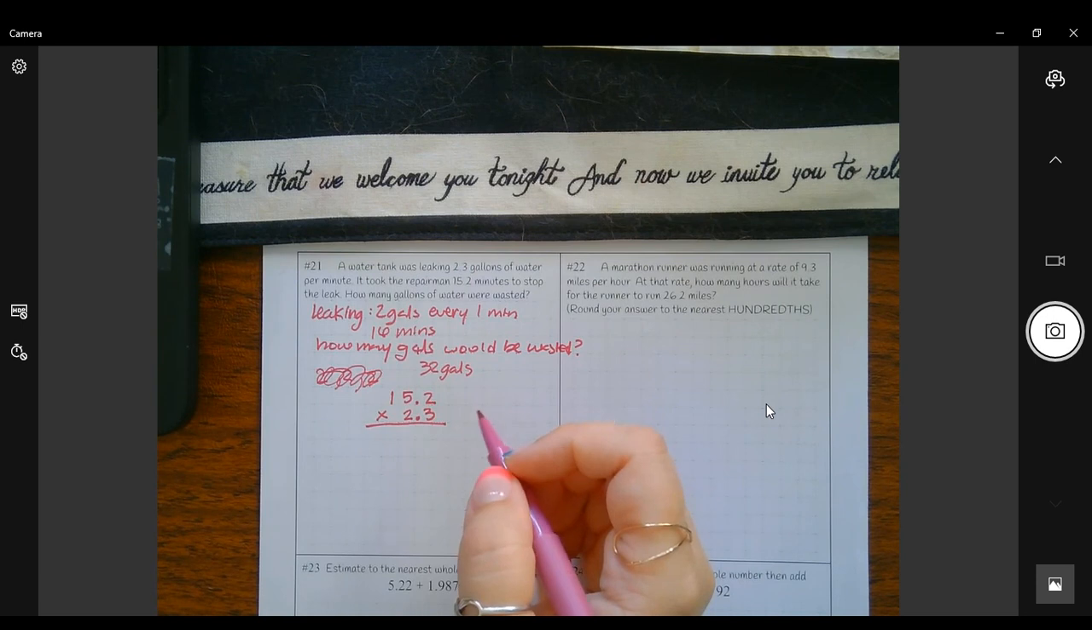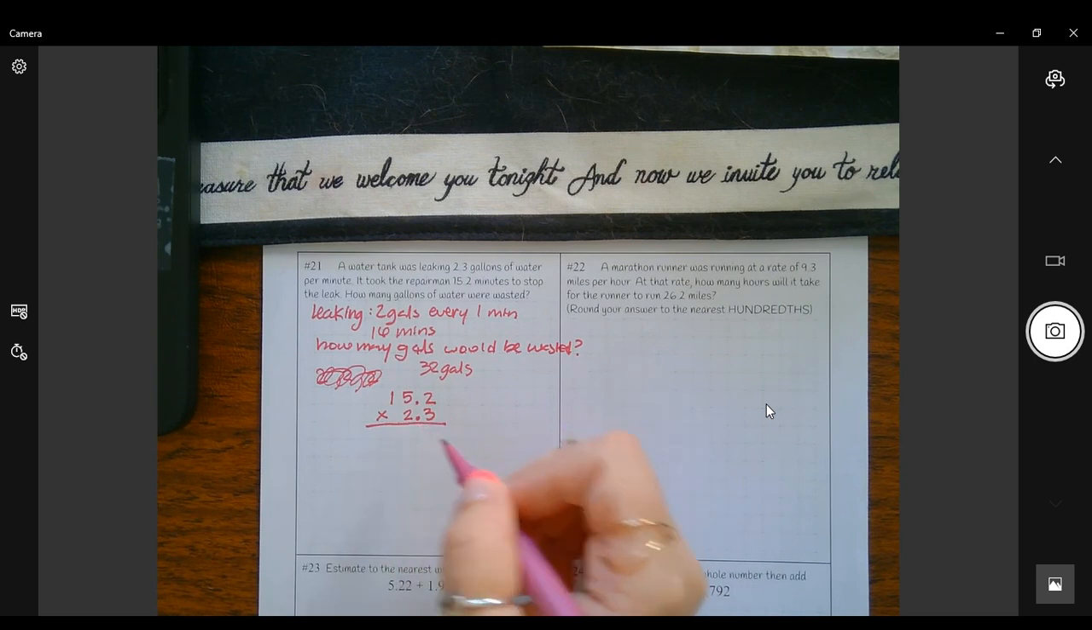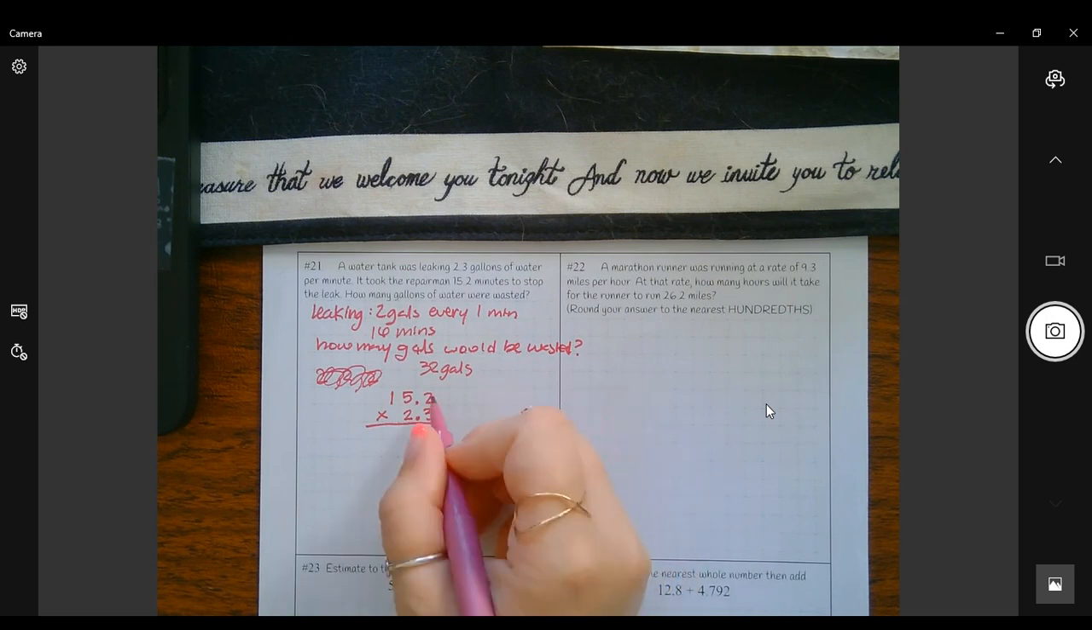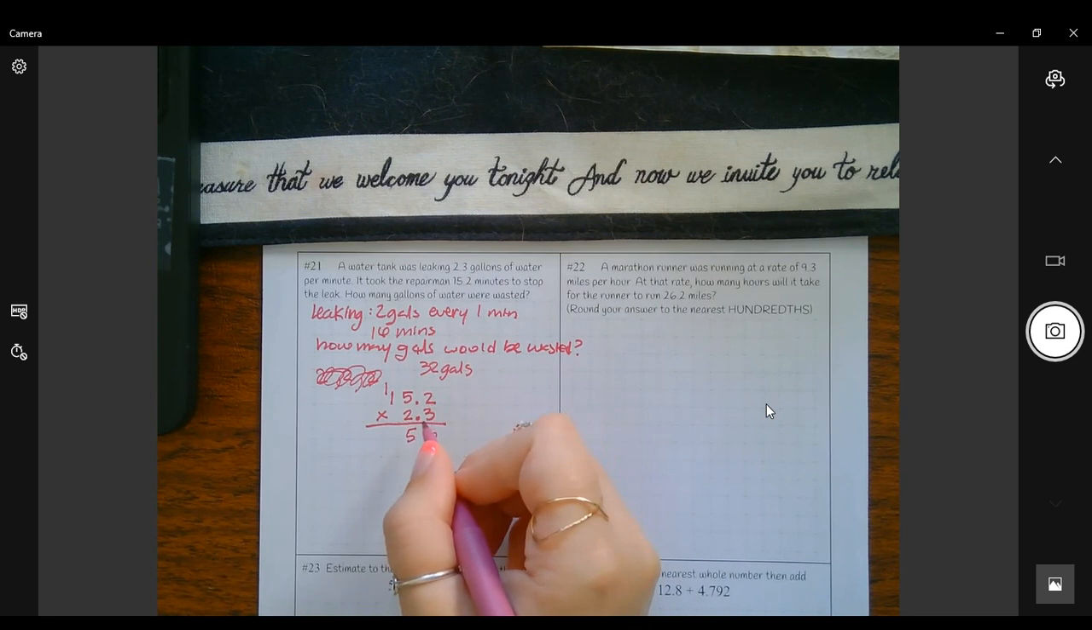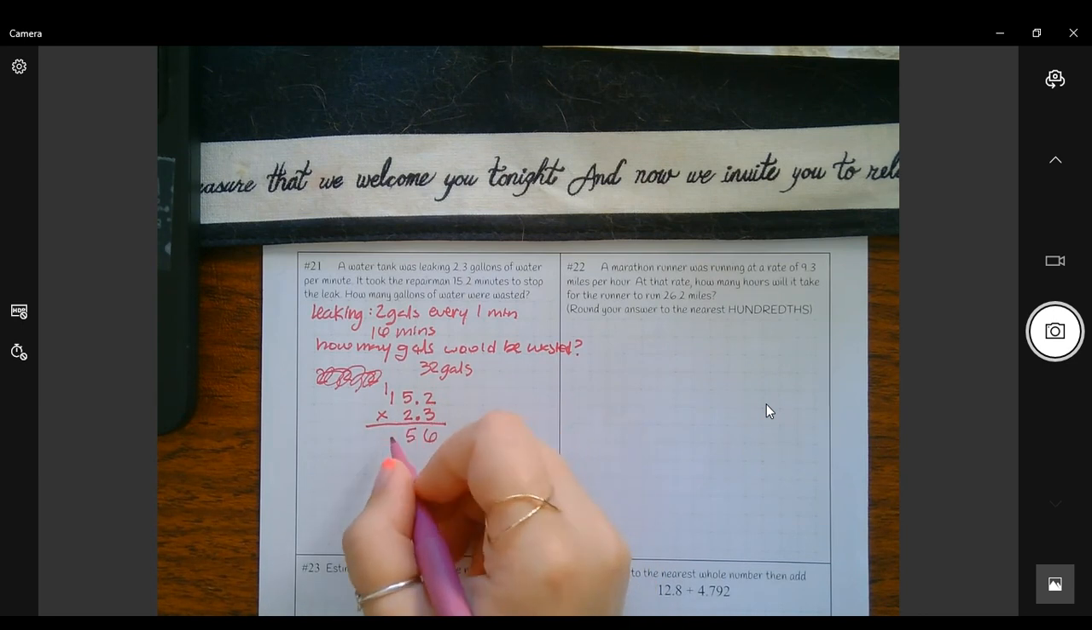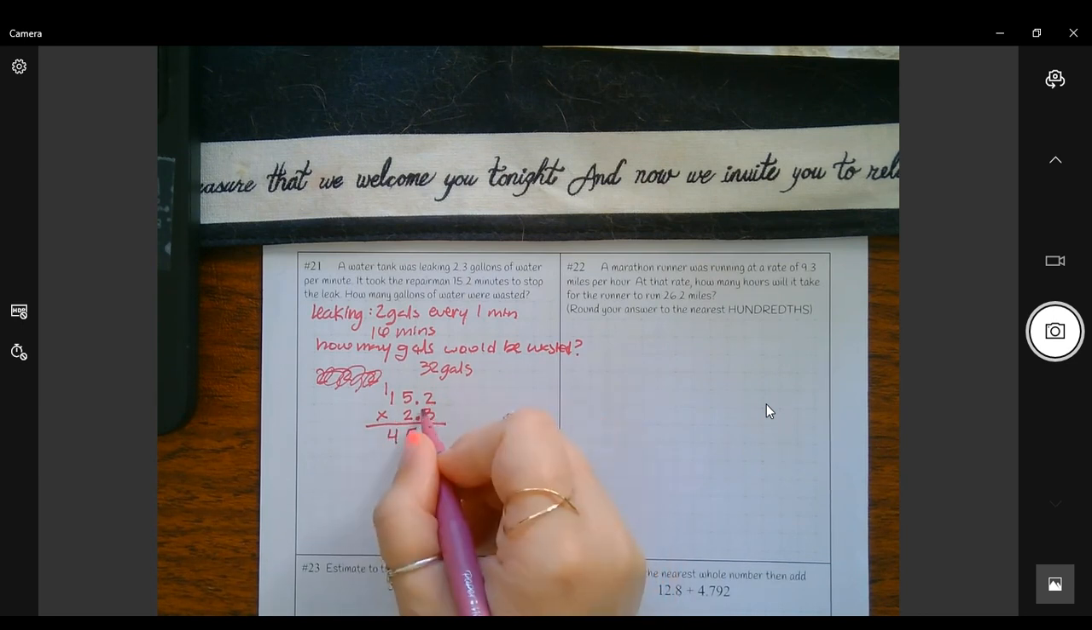Remember, when you're multiplying, you don't need to line up the decimals. They just happen to be lined up in this problem. You just multiply like normal. So 2 times 3 is 6. 3 times 5 is 15. Carry the 1. 3 times 1 is 3, plus 1 is 4. And now that's all used up.